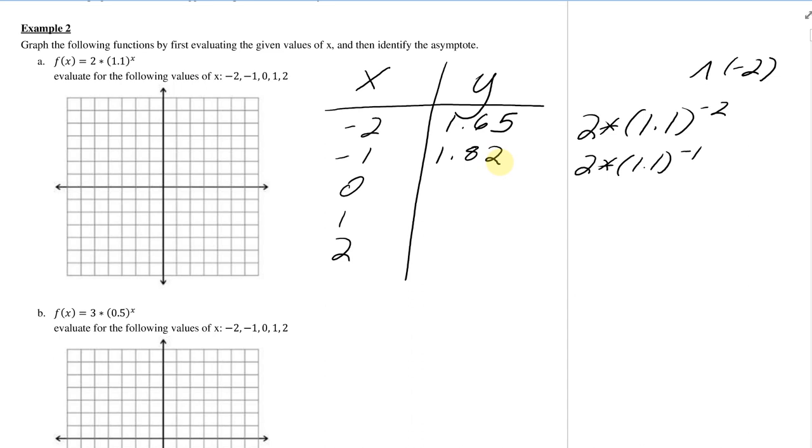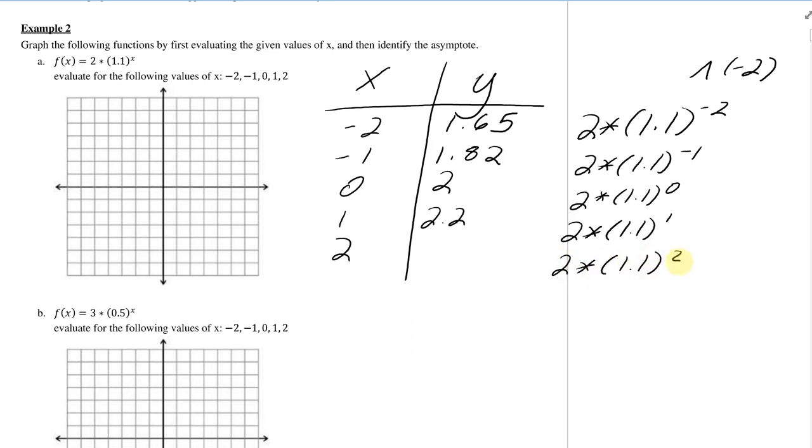So this is going to be 1.82. We'll just round up. Okay, so now when I have 0, this will be 2 times 1.1 to the 0 power. Anything to the 0 power is 1, so this just becomes 2 times 1, so this will equal 2. Then I've got 2 times 1.1 to the 1st, so this is really just 2 times 1.1, so that's going to be 2.2, of course. And then finally, I've got 1.1, all of that squared. So if I square that, that will give me 2.42.